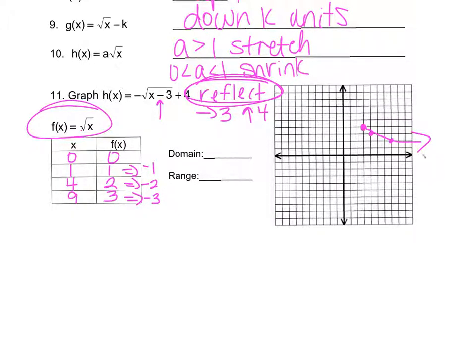Your domain, look at the x. Look at your x value of your endpoint. That's at 3, and it's everything to the right, so x has to be greater than or equal to 3. The range, look at your y. Your y value of your endpoint is at 4, and everything below it, so y would have to be less than or equal to 4. Let's look at the next page.